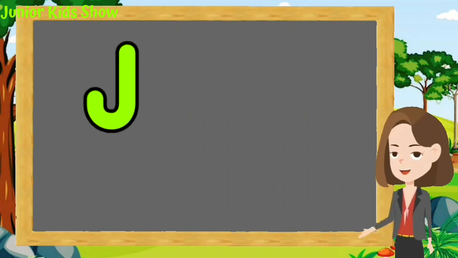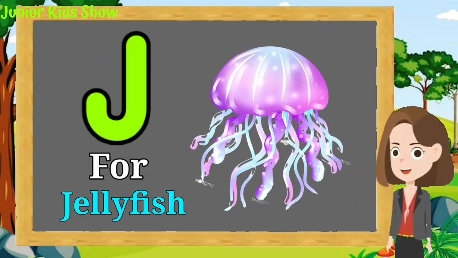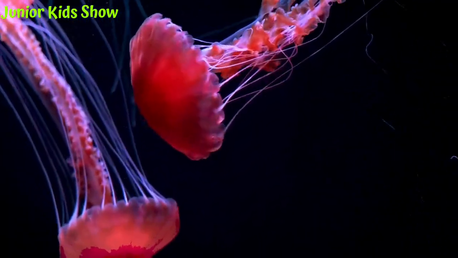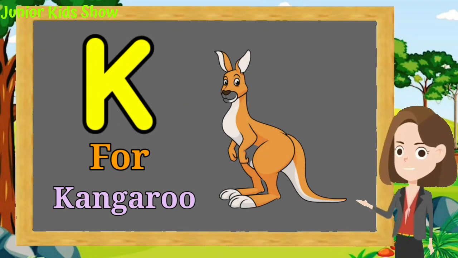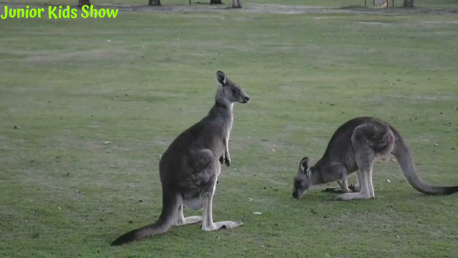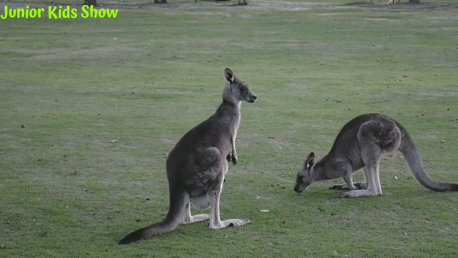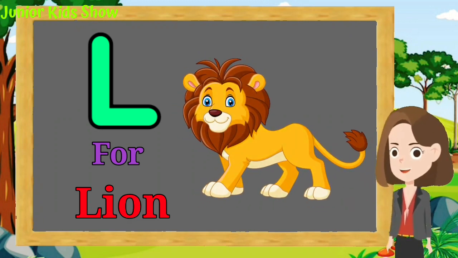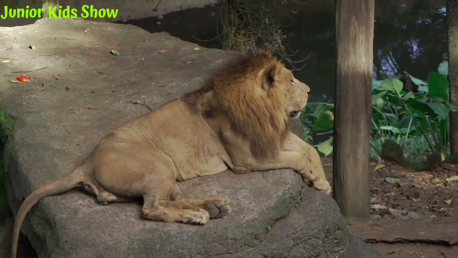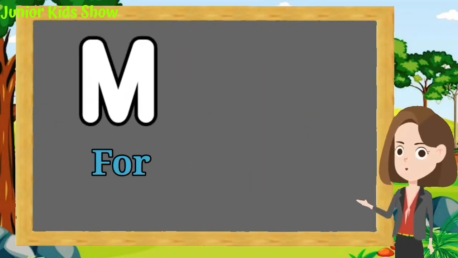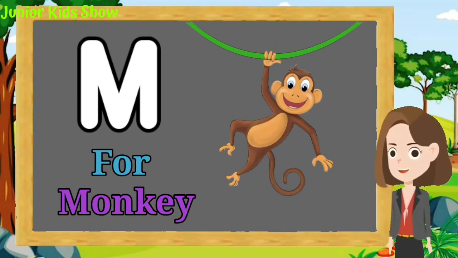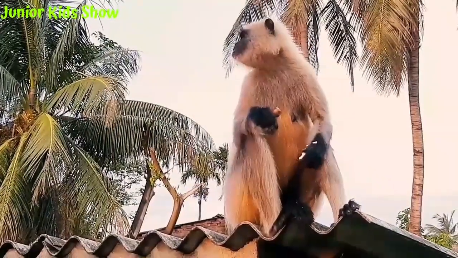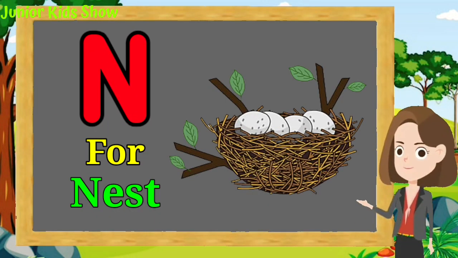J for jellyfish. K for kangaroo. L for lion. M for monkey. N for nest.